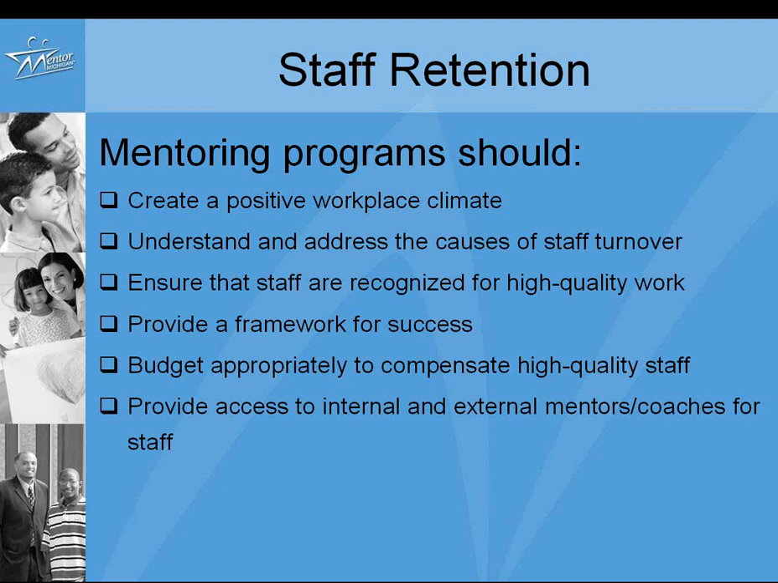Budget appropriately to compensate high-quality staff. I know this is a challenge, but ultimately this is going to be one of the ways that you retain people. And provide access to internal and external mentors or coaches for the staff so they have support.